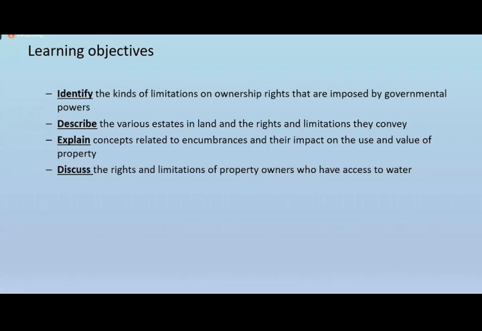Okay. So now we're going into Unit 5. The learning objectives are going to be: identify the kinds of limitations on ownership rights that are imposed by governmental powers, describe the various estates in land and the rights and limitations they convey, explain concepts related to encumbrances and their impact on the use and value of property, and discuss the rights and limitations of property owners who have access to water.